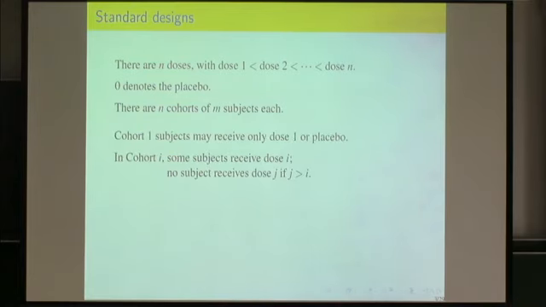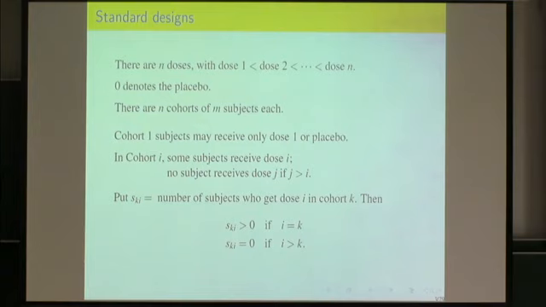And we've heard the rules from Radoslav. In the first cohort, you can give placebo and dose 1. At cohort I, some subjects will get dose I, but nobody can get a higher dose. And so I've put in some notation for telling you how many subjects get dose I in cohort K, but I'm going to show you all the examples in a way that you needn't remember that notation.